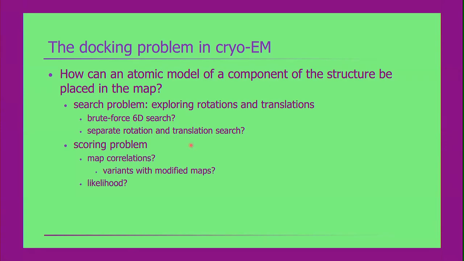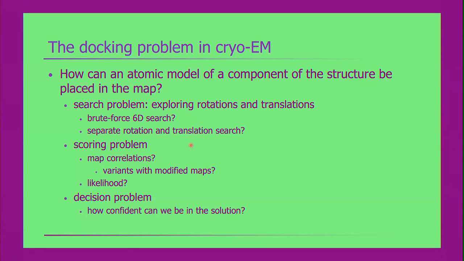And then there's the scoring problem. So once you've rotated and translated the molecule, how do you decide whether it's in the right place and tell the right place from the wrong place? A very typical thing is to use map correlations with either a normal map or some kind of modified map. In crystallography, we've been working with likelihood for a number of years, and we wanted to explore that approach. So we use likelihood as a target.